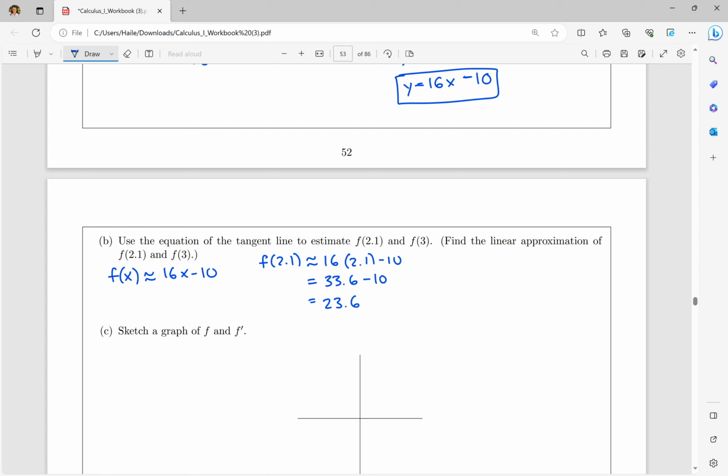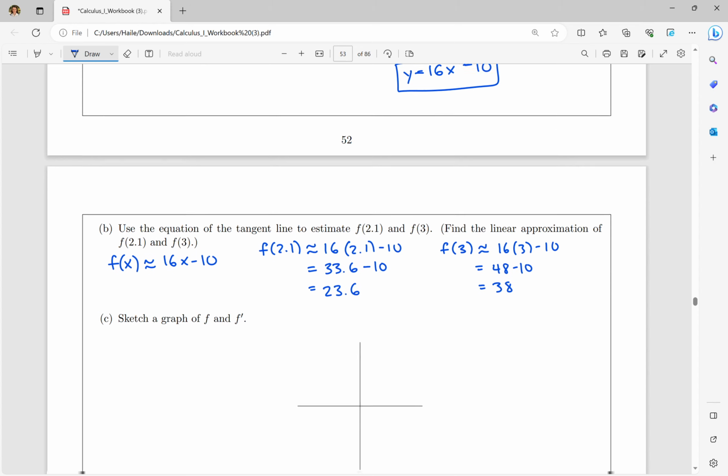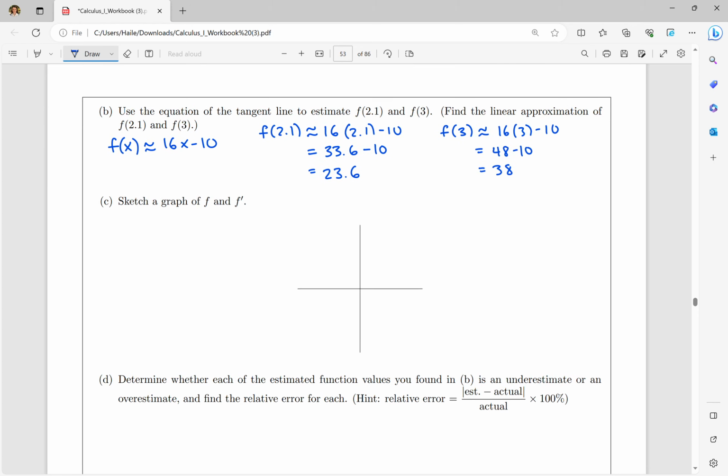which gives us 23.6. And then if I want to do f of 3, I'd say f of 3 is approximately 16 times 3 minus 10. So we have 48 minus 10, which is 38. Okay, so now let's sketch a graph of f and f prime.